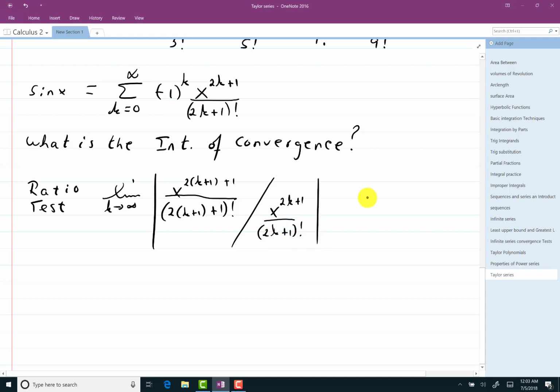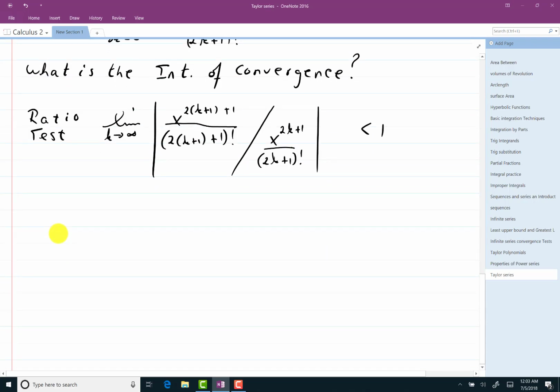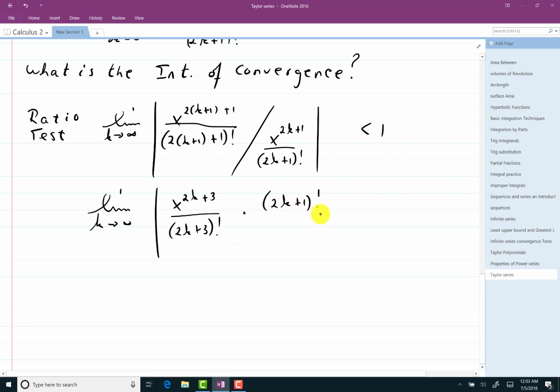And remember, this is supposed to come out to be less than 1. I'll do the typical flipping around of stuff, and also I'll simplify here. This will be x to the 2k plus 3, that means I'll also have a 2k plus 3 factorial, and then I'll multiply by 2k plus 1 factorial divided by x to the 2k plus 1.